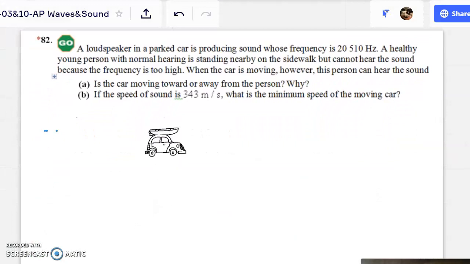Here's an example for us. We have a loudspeaker in a car, and it's producing a frequency that is 20,510 hertz. Now, if you watched the last videos on hearing, you know that 20,510 is beyond the range of human hearing, and so you're not going to hear this. But it says a healthy young person with normal hearing is standing nearby on the sidewalk and cannot hear the sound. Of course they can't. Now, when the car is moving, the person can hear the sound. Why? Well, that sound could be Doppler shifted, and so that sound could actually be shifted into the human range of hearing. Now, they first ask, is the car moving toward or away from the person?